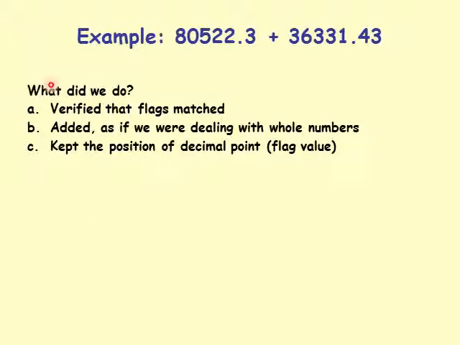Let's do this example here. What did we do now? We verified the flags match, added as if we were dealing with whole numbers, and kept the position of the decimal point, which is the flag value.